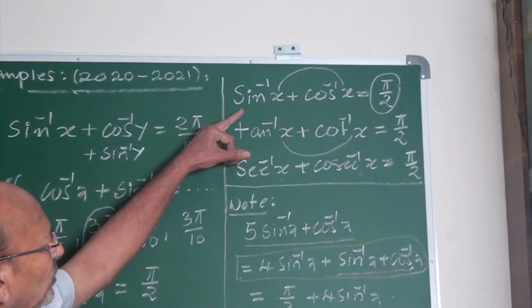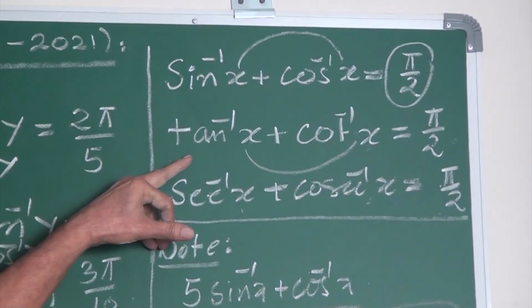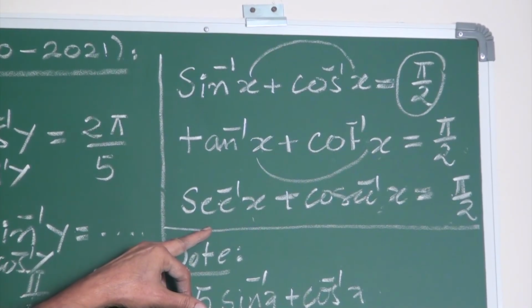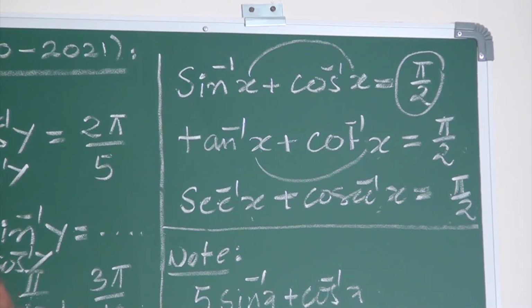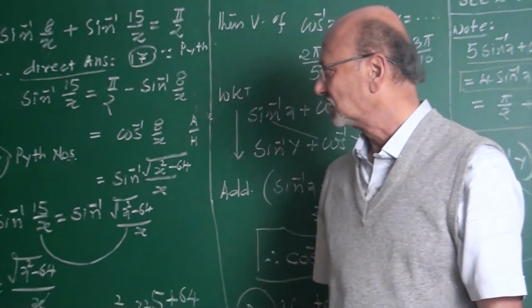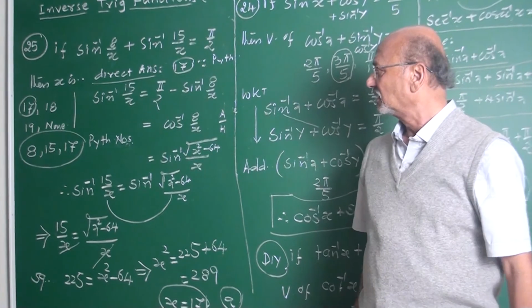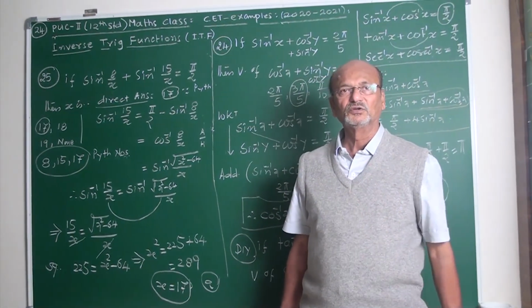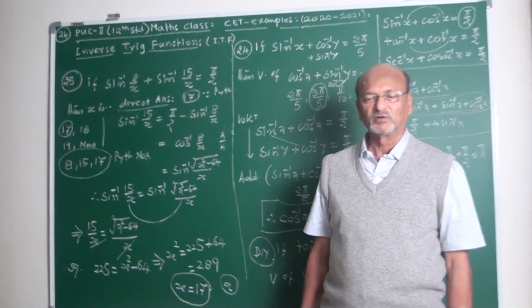Sin inverse x plus cos inverse x is pi by 2. Tan inverse x plus cot inverse x is pi by 2. Sec inverse x plus cosec inverse x is pi by 2. Based on this, and even based on other results also, I have done around 20 to 25 examples, my friends, in this video. This is enough, my friends.